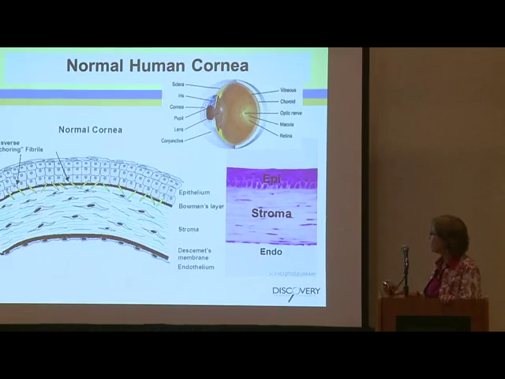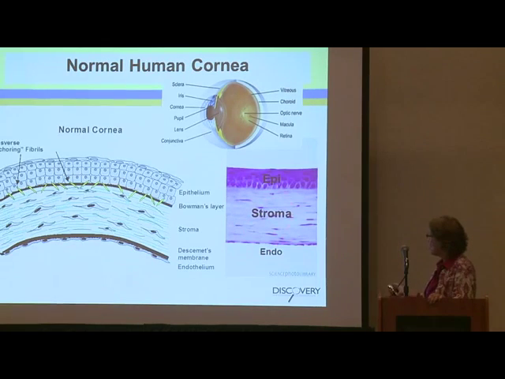So this is a diagram of the normal cornea, and I think most of you know the cornea is the clear part of the eye, and this is a schematic of a cross section. So if you take a piece of cornea and cut it in cross section, the cornea actually has 5 layers. The first layer is the epithelium, which is a layer of cells, then Bowman's layer, which is this matrix that the epithelium sits on, and then the stroma, which is the bulk of the cornea, and then a specialized membrane called Descemet's membrane, and then a single layer of cells called endothelium on the back of the cornea.